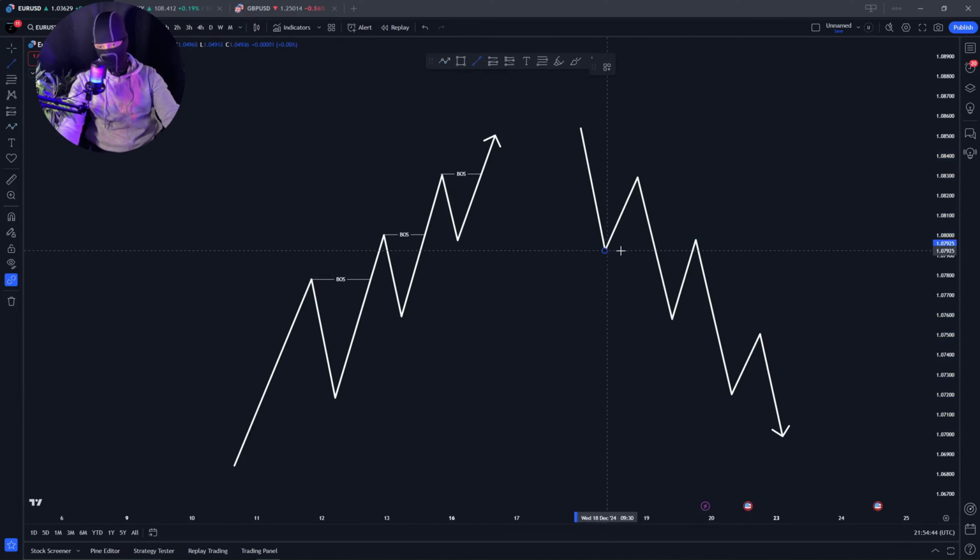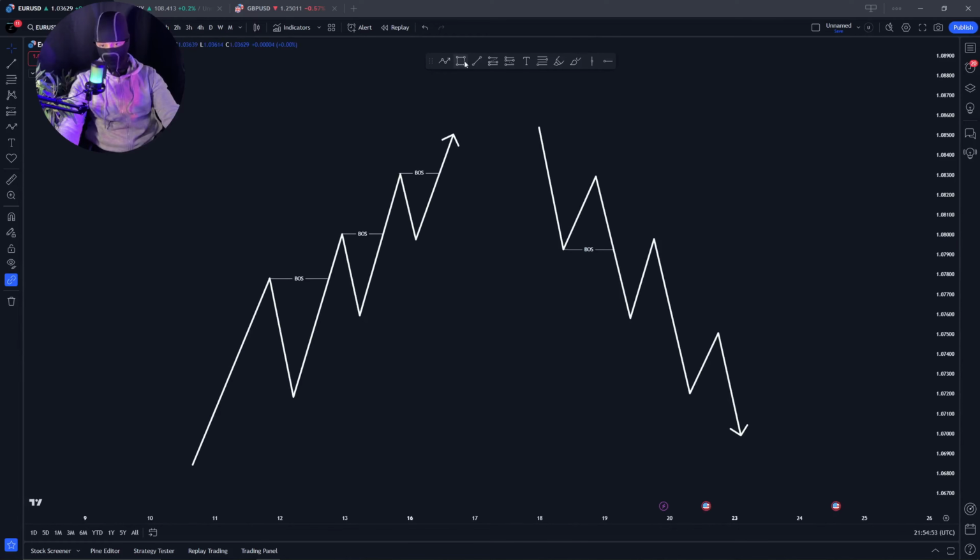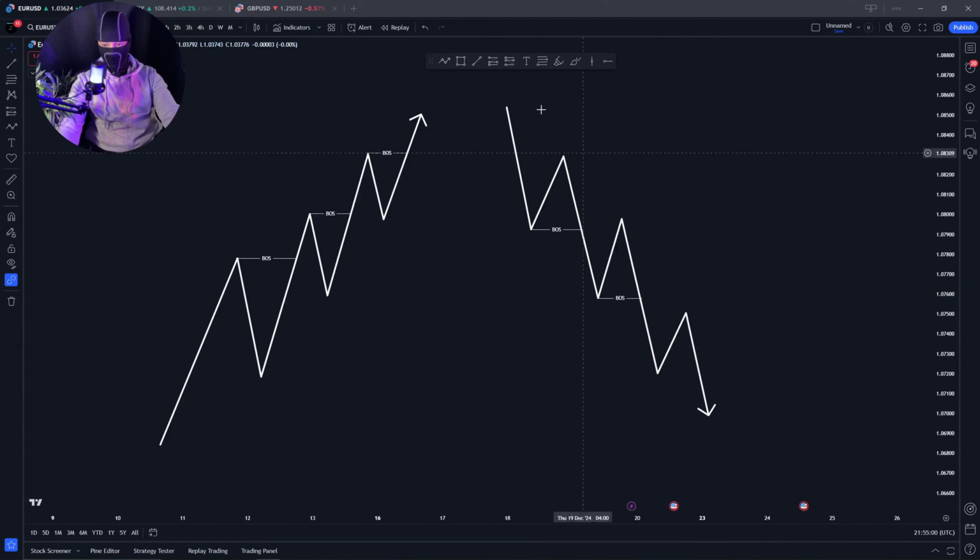So when this low gets broken past, as you guys can see, we establish a high, a low, we retrace a little bit and then we break past this low. This here is called a bearish breaker structure. Again, you guys can see this low here gets broken past. This is your breaker structure.